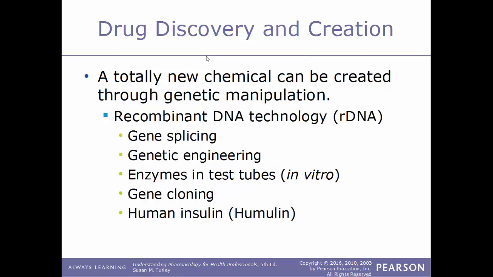You can also generate a new chemical through genetic manipulation. And by doing so, you are creating recombinant DNA, or rDNA. You are recombining DNA to get a new structure, a new compound. And it's done so by gene splicing, or genetic engineering, or in vitro procedures, gene cloning, and the creation of human insulin, or humulin, for example.